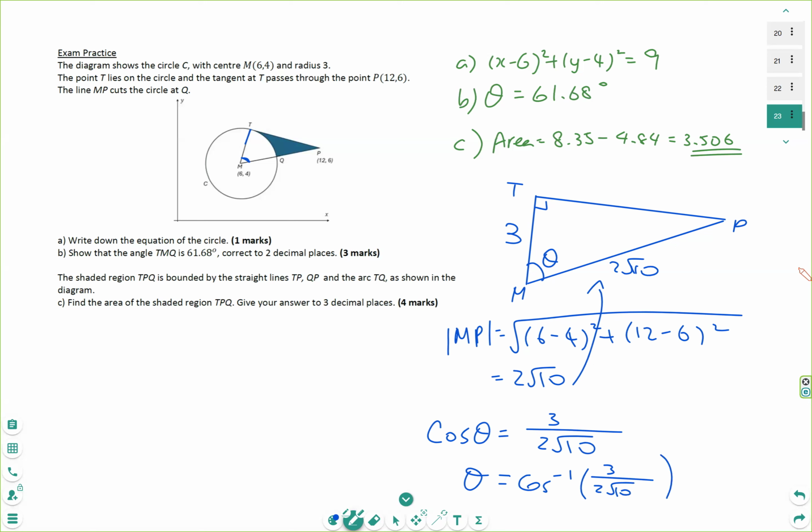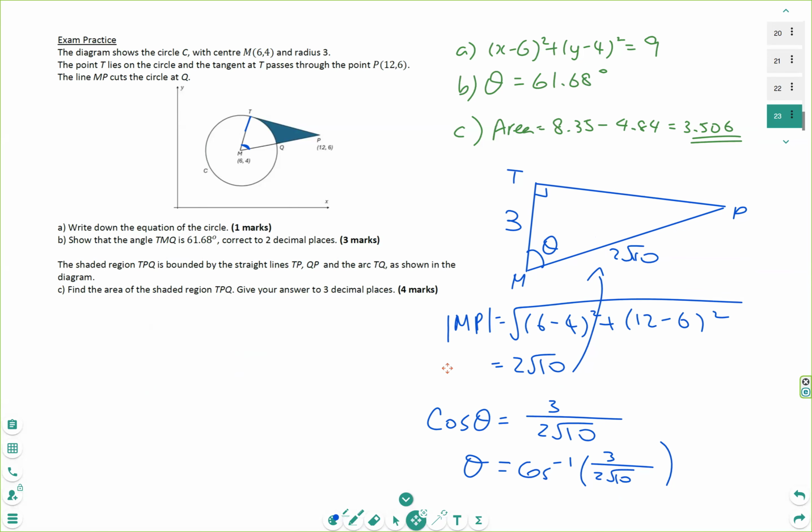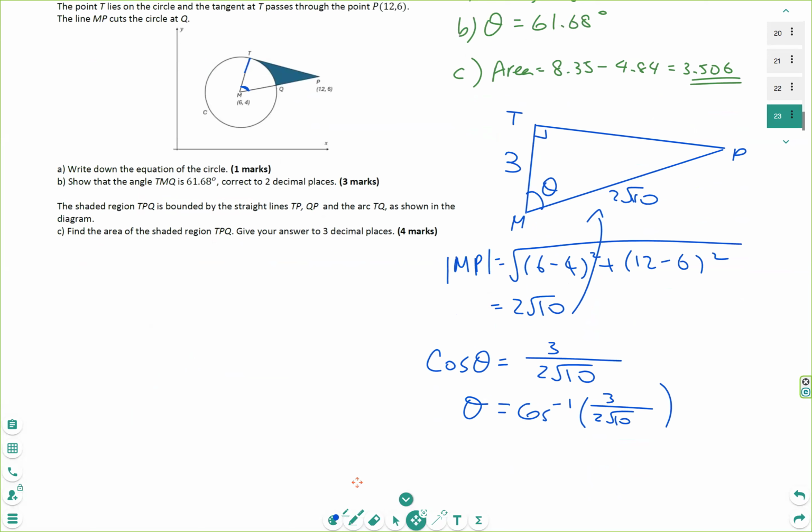Now, sometimes I might say arc cos. If you heard me saying arc cos, that's the same as cos inverse, the inverse of cos. That's the proper mathematical name. Or arc sine, arc tan, they're the proper names. But you're probably not introduced to that in GCSE. So inverse cos, arc cos, whatever. Put it in a calculator and fingers crossed, you should get 61.68 degrees. Okay? Right, so theta equals 61.68 degrees.